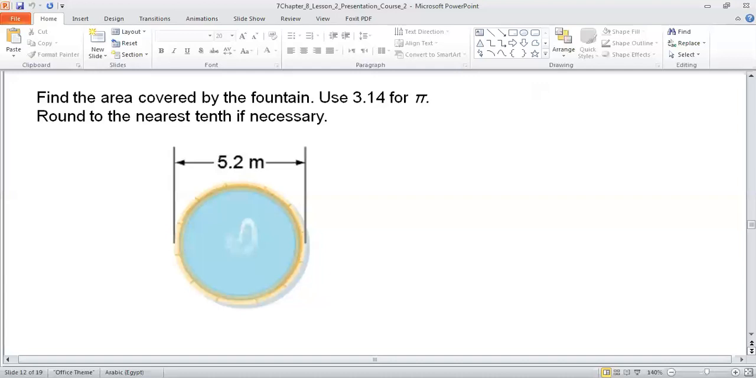Okay? Here we need the area, right? We got the radius is equal to 2.6, right? So if the radius is equal to 2.6 and pi is equal to 3.14, my friend Faisal, what is the area here? Can you tell me, Faisal? What is the area?